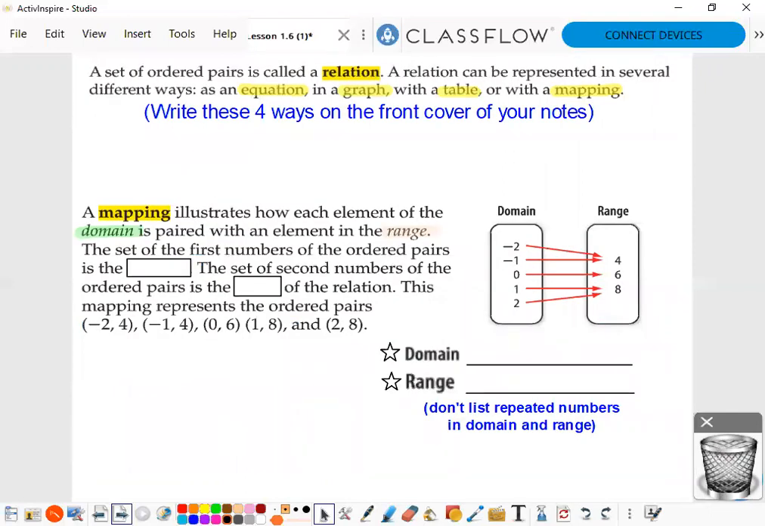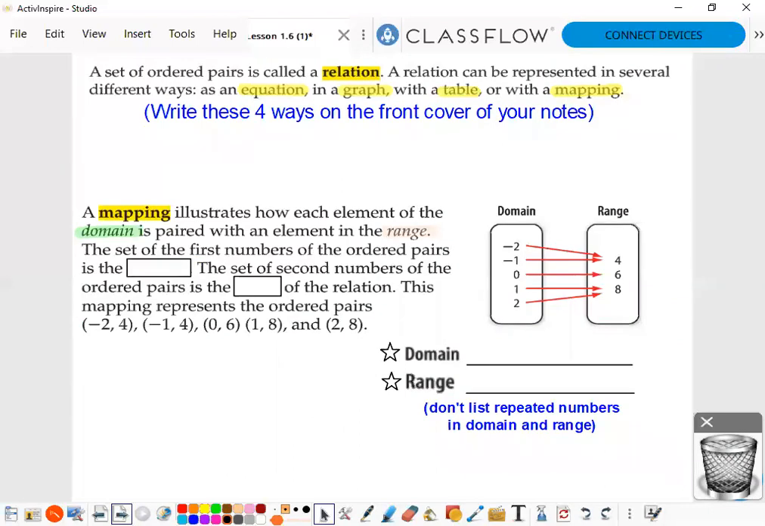Okay. Set of ordered pairs is called a relation. A relation can be represented in several different ways, as an equation, in a graph, with a table, or with a mapping. So we have 4 different ways, and then you're going to write those 4 ways on the front cover of your notes.